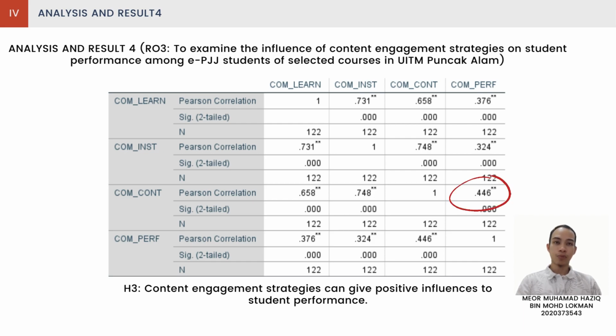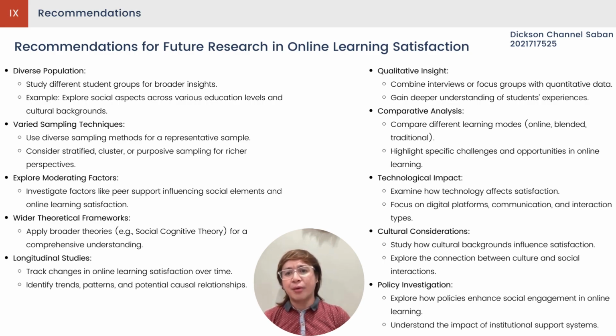Although there may be a low positive relationship between the content and performance, with better engagement or satisfaction with the content associated with only moderate performance, which is equal to 0.446, it is above 0.05. However, content engagement strategies can still have a significant impact on student performance. This is because these strategies make the learning process more interactive and dynamic, helping students better understand and retain the material being taught.